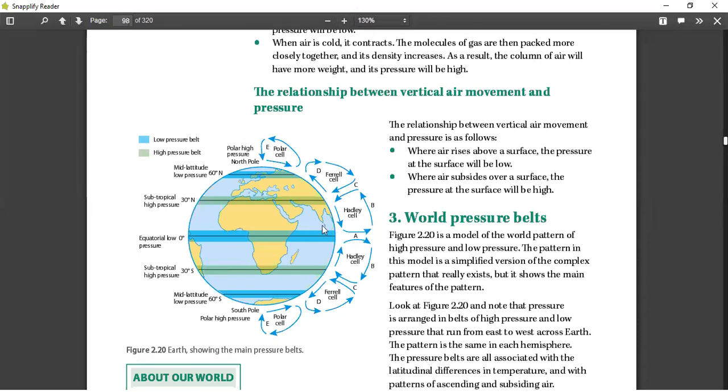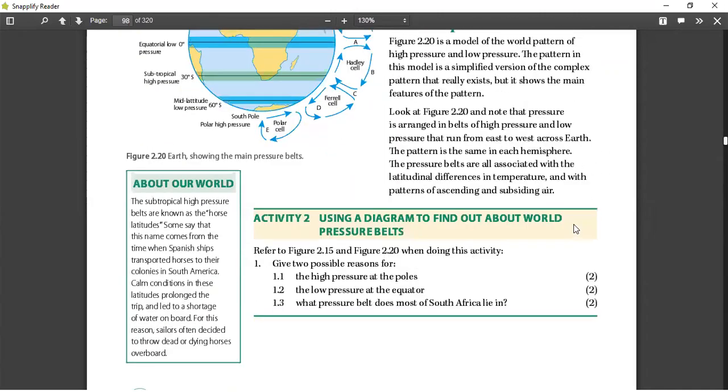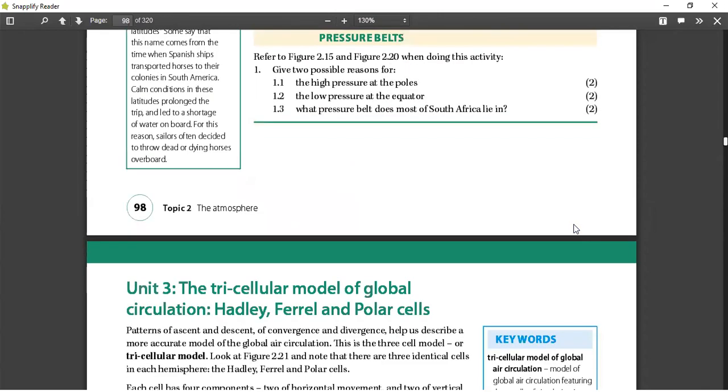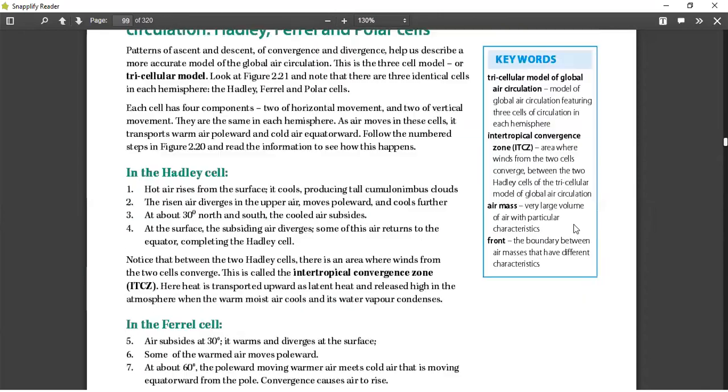So in a test, they'll give you a picture like this, and then they'll ask you to label which one is the Hadley, the Ferrel, and the polar. And then you explain what happens in each cell. When it comes to explaining what happens in each cell, you are supposed to talk about what happens in each cell.